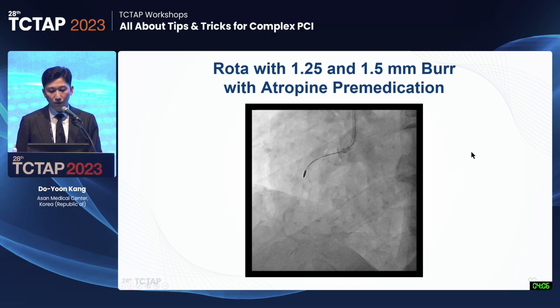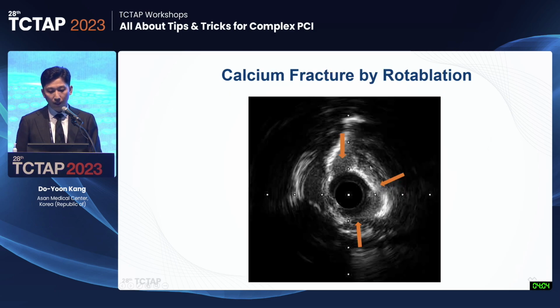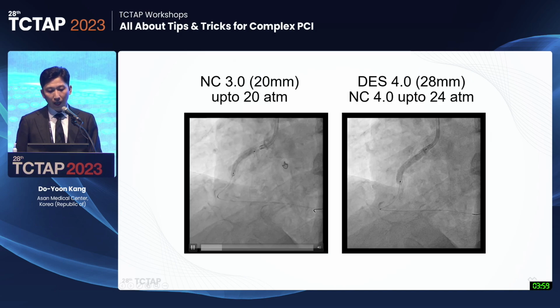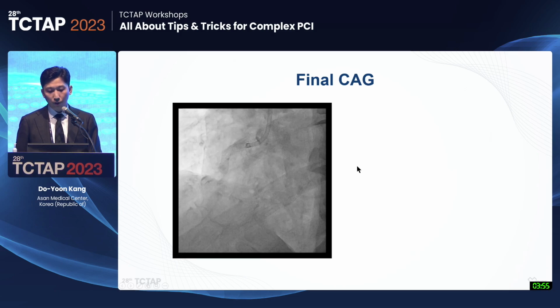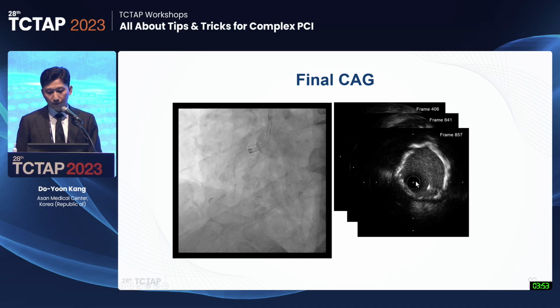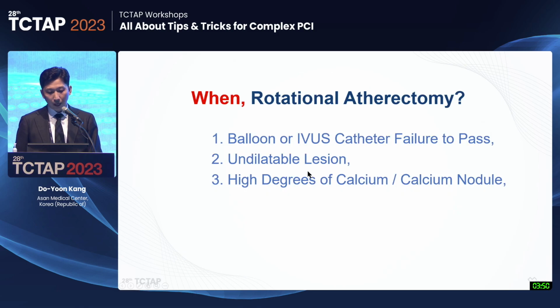Because of tortuosity, you need to push slowly and check the calcium fracture. After that, we did the NC balloon, and we could obtain a good result with the stent. And third, with a high degree of calcium, especially for calcium nodule.